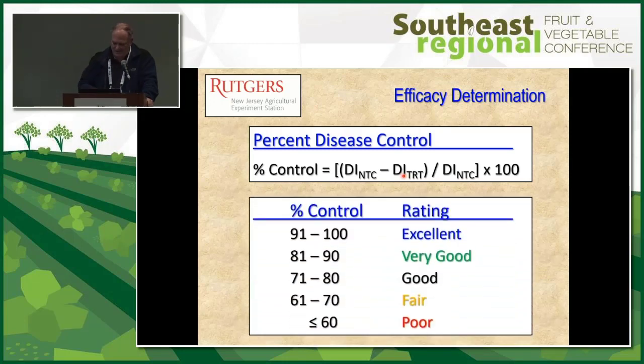and then we go to this very simple table here. If you were between 91 and 100%, it's considered excellent. 81 to 90 is very good. 71 to 80 is good, and then so on. Okay, so what did we get?